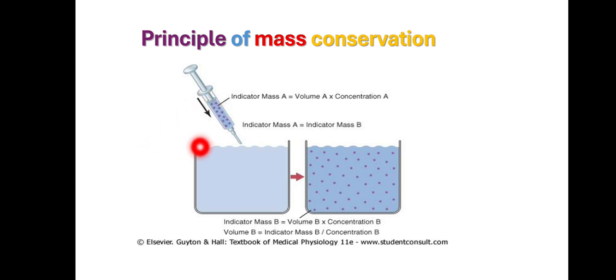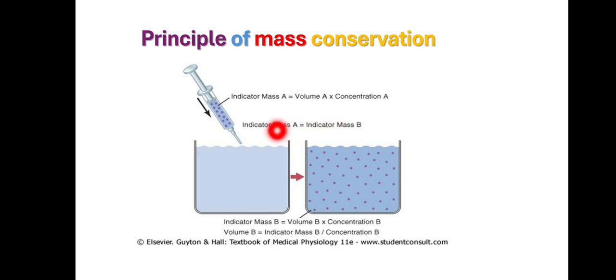Then, for us to calculate the mass or volume, we need to know the concentration of that particular dye and we need to know the volume. So if we know the mass of this particular dye and we know the concentration of this particular dye, then we can calculate the volume of that particular compartment. How? This is how. The indicator A, we've put here the mass A, in as much as we mix in the beaker, it's going to equal the mass B.